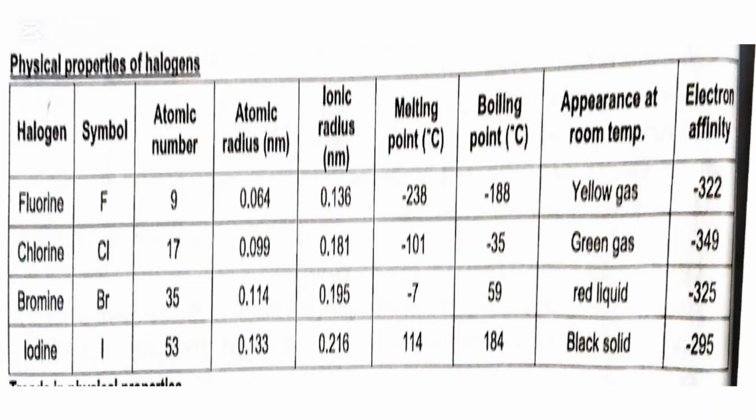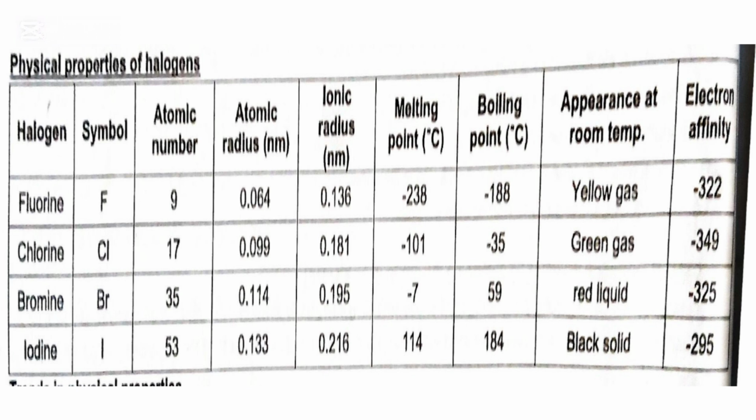Now, according to the table below, we have the physical properties of halogens, some of which we had learned earlier. For example, the halogen's name, the symbol, and the atomic number. Now we have additional physical properties such as atomic radius, ionic radius, melting point, boiling point, appearance at room temperature, and the electron affinity. Now let's go straight to the appearance at room temperature.